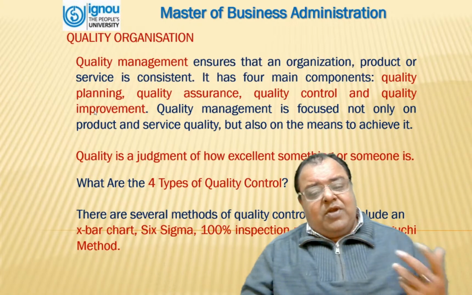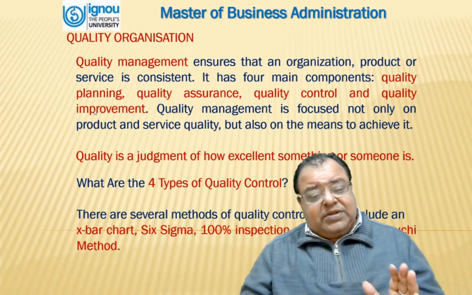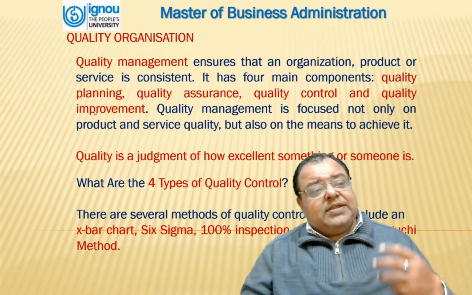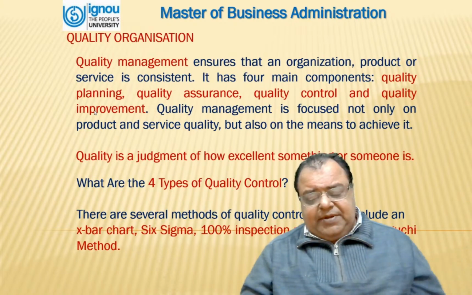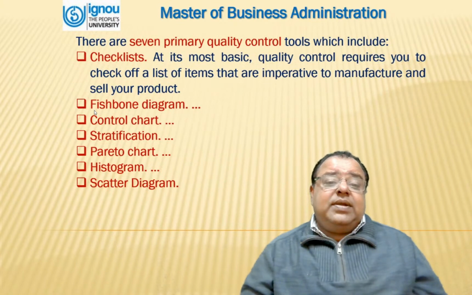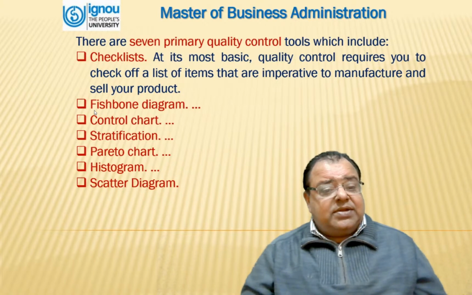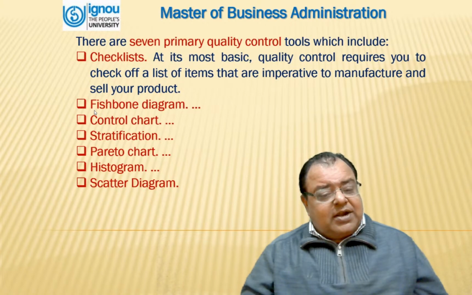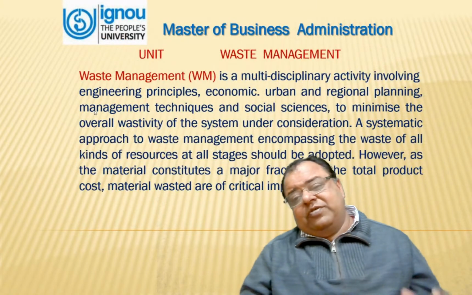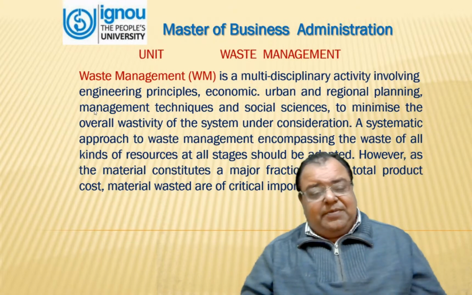What are the types of quality control? There are several methods of quality control. These include the X bar chart, Six Sigma, 100% inspection mode, and the Taguchi method. There are seven primary quality control tools, which include checklist, fishbone diagram, control chart, stratification, Pareto chart, histogram, and scatter diagram. Now we move to the most important part, that is waste management.